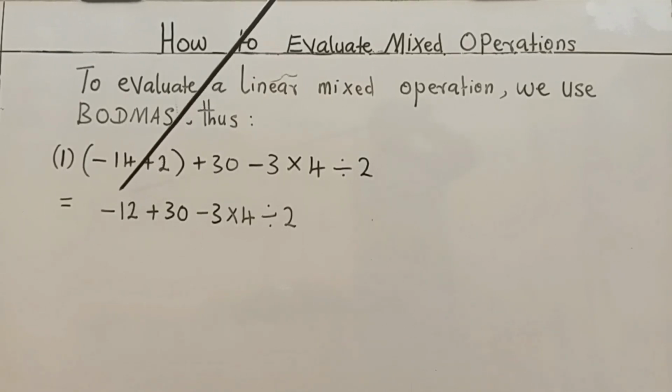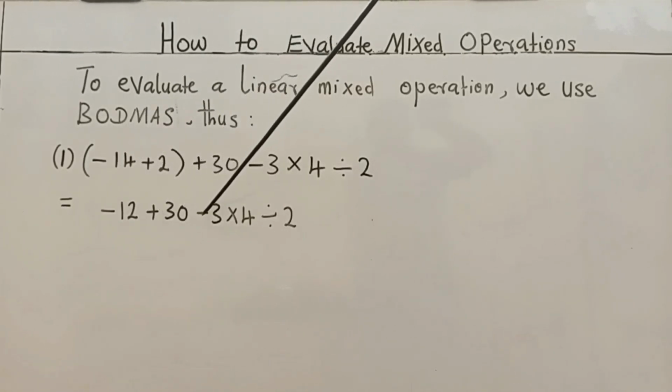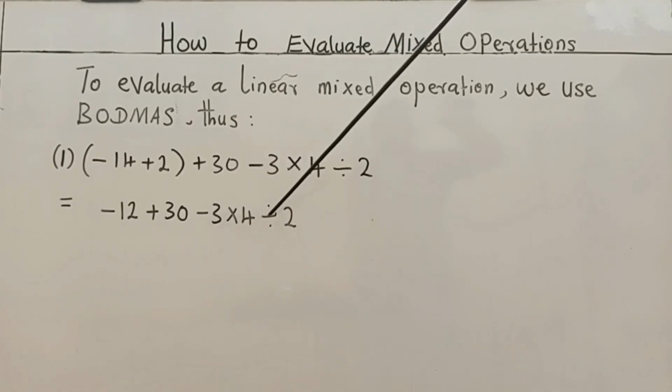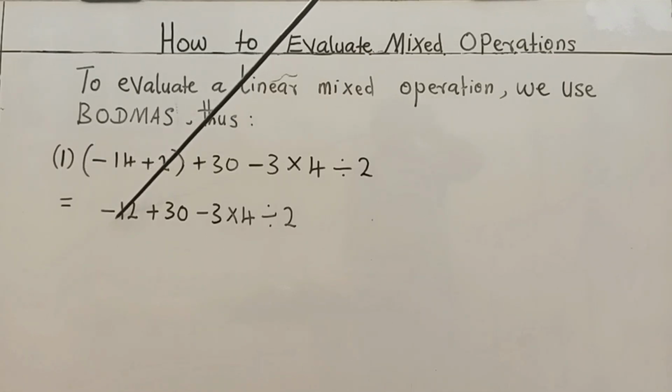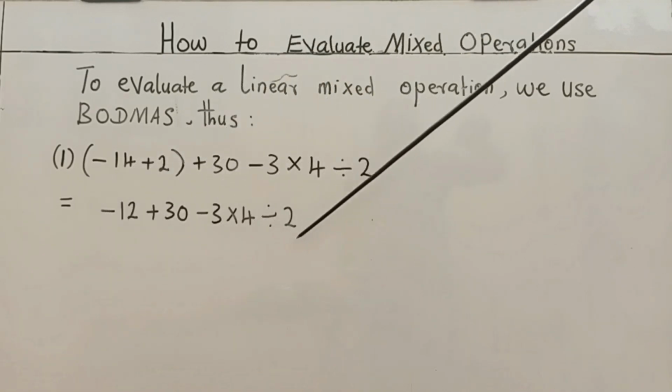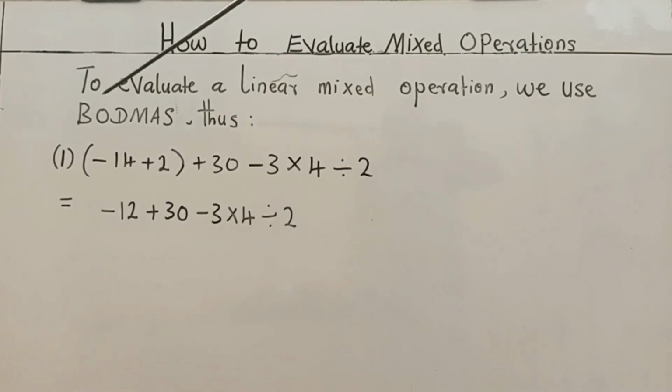Minus 12 plus 30 minus 3 times 4 divided by 2. Only one thing differentiates this line from this line. What is it? This minus 12. It came from this bracket. This is why minus 12 has come to be here. That is, I'm owing 14, I have 2. After the cancellation, it is minus 12 we have. What next? Now, the B has been done.